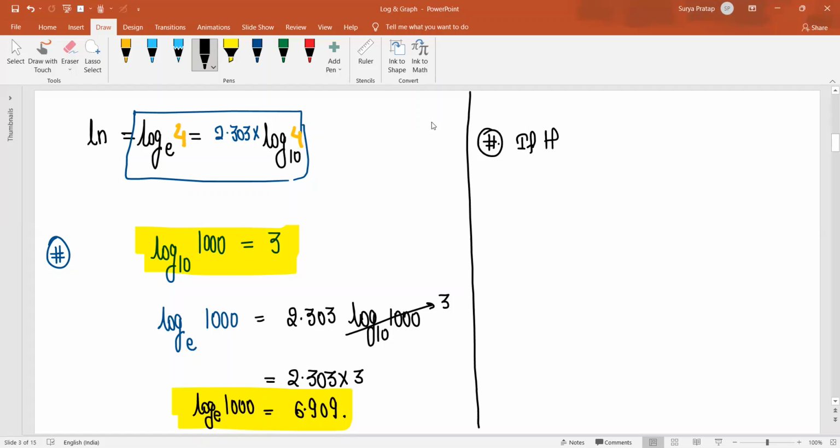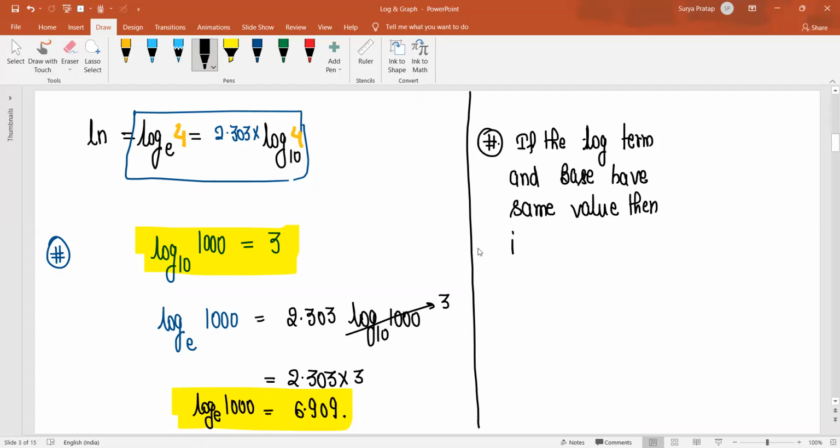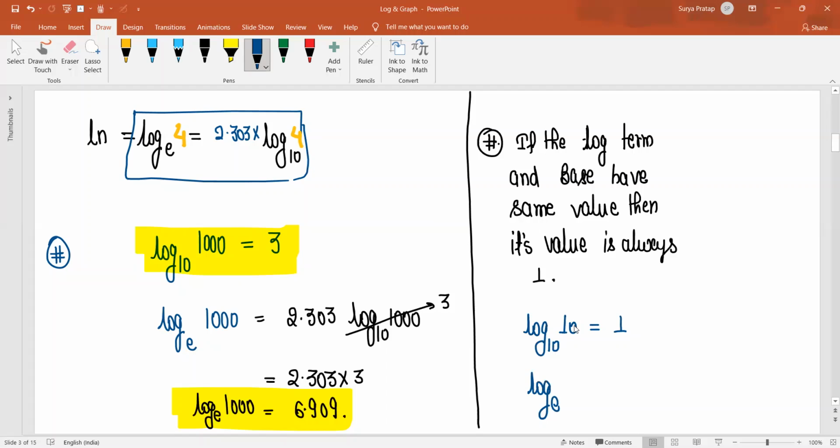If the log term and base have the same values, then its value is always 1. For example, if I have written this as log base 10, and 10 is also here, the log term is also 10 here. So what will be the value of it? It will be 1 because the base and term are the same. If it is written as log base e, and e is also here, then this is also 1.